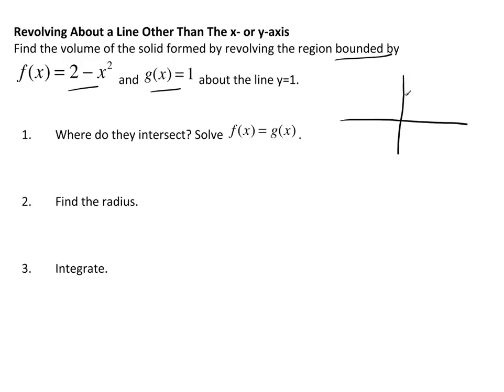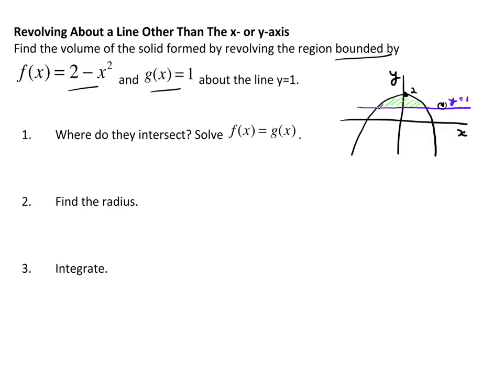2 minus x squared is going to have a y-intercept at 2, and it's a negative quadratic, so it's going to come down like this. And g of x equals 1, that's a horizontal line at 1. So the region bounded is actually going to be right here. And I want to revolve this about the line y equals 1. So in other words, this is going to rotate about this line rather than an axis.